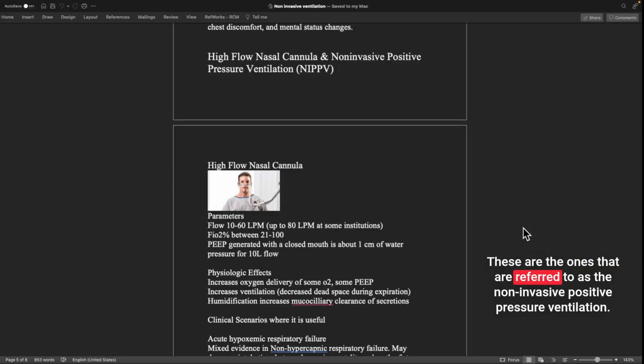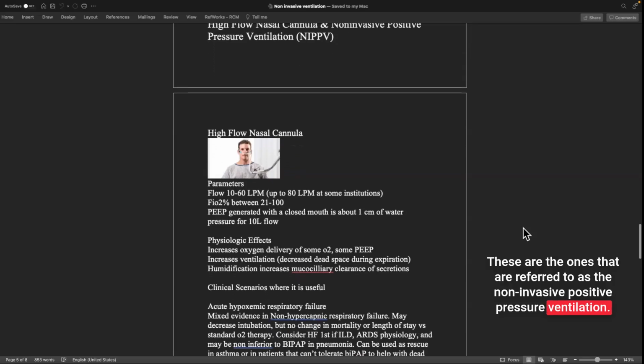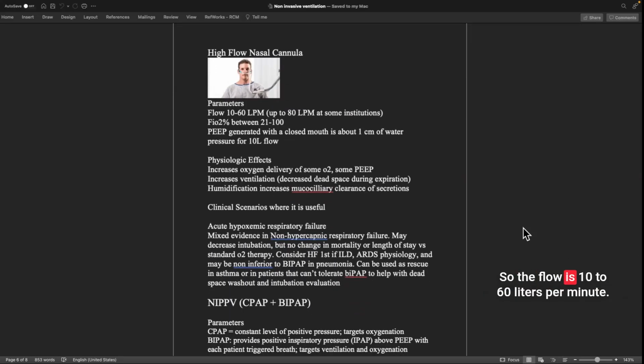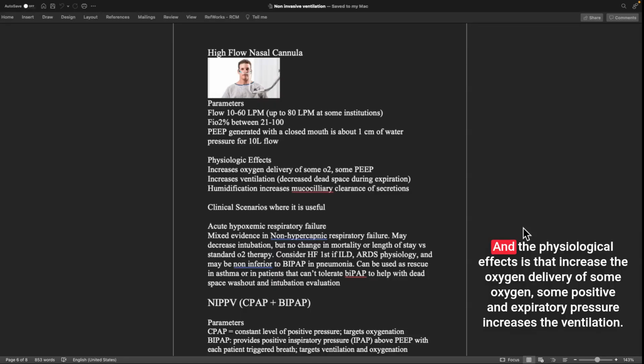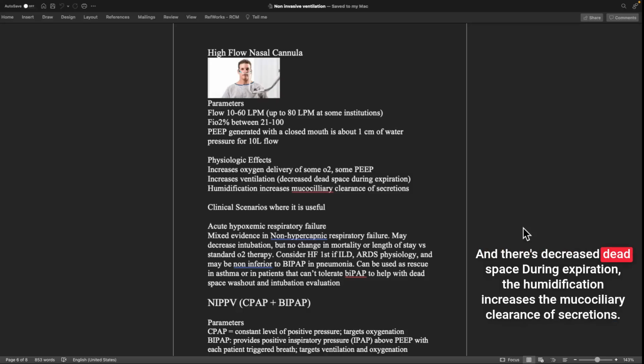These are the ones that are referred to as the non-invasive positive pressure ventilation. High flow nasal cannula: the flow is 10 to 60 liters per minute. The FiO2 is between 21 to 100%. Positive end expiratory pressure is generated with a closed mouth, and it's about 1 centimeter of water pressure for 10 liters of flow. The physiological effects are that it increases oxygen delivery, provides some positive end expiratory pressure, increases ventilation, and there's decreased dead space during expiration.